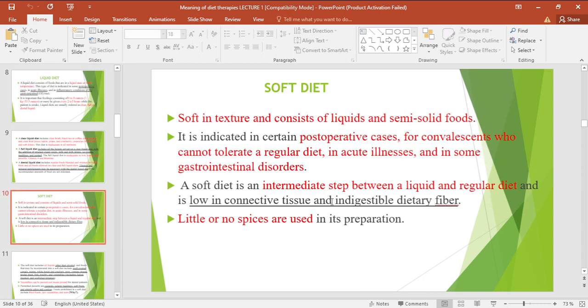And then we have the soft diet. This one is soft in texture and consists of liquid or semi-liquid or semi-solid foods. It is indicated in certain post-operative cases, for convalescents who cannot tolerate a regular diet, and also in acute illnesses and some people with gastrointestinal disorders. So this soft diet is an intermediate step between a liquid and a regular diet, and it's usually low in connective tissue and indigestible dietary fiber. And we make sure that we have little or no spices used in its preparation.